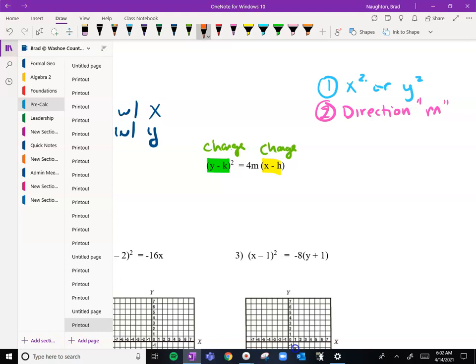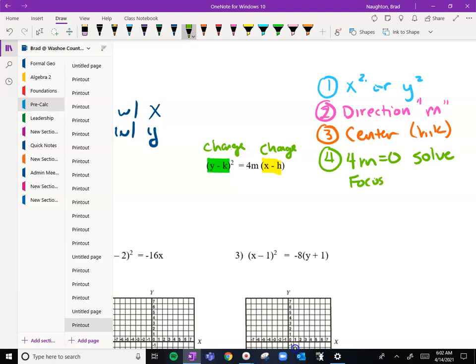You feel me? The next thing I would do is you're going to find your center. So that would be my h and k. That's always your change to make sure you're good to go. And then last but not least, step number 4, you're going to want to find that m value again. You should have already found it, but you're going to do 4m is equal to the number and solve. Because once you have that, then you can find the focus, you can find the directrix, and then you can find your points on your parabola. And if they ask you for your latus rectum, your LR, then you can put that down as well, okay? And I'll show you a shortcut for that in just a second.